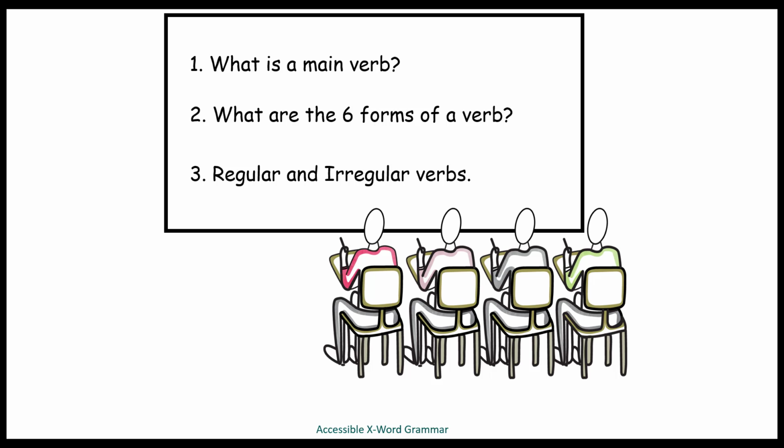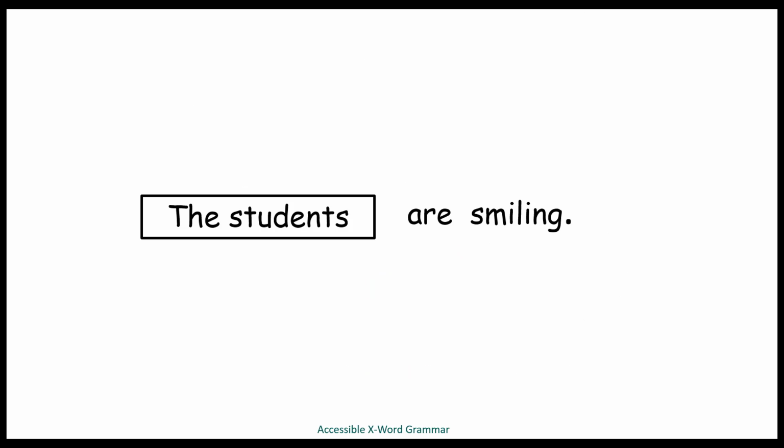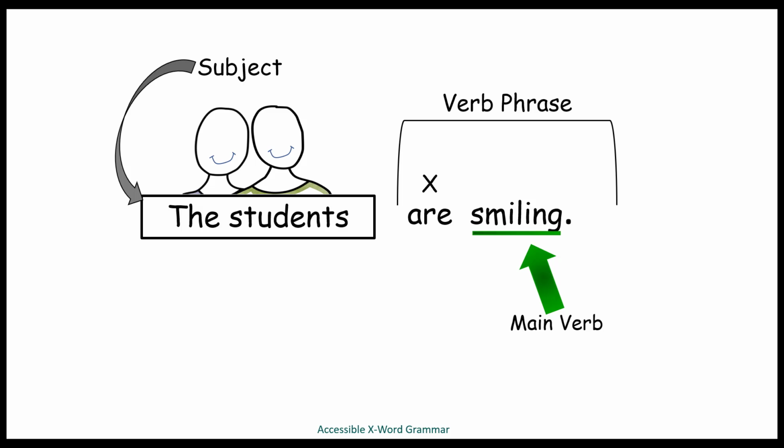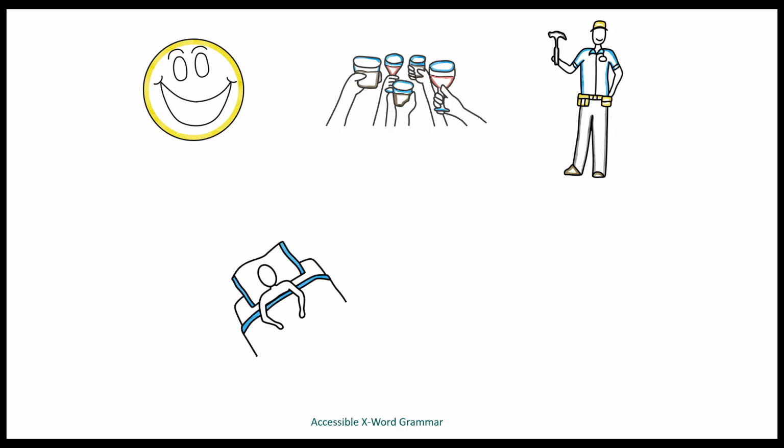What is a main verb? Look at this sentence. The students are smiling. The subject is the students. The verb phrase has an X word and main verb. The main verb tells us the action. It is telling us what the students are doing. So a main verb's job is to name the action, like smile, drink, work, sleep, and eat.